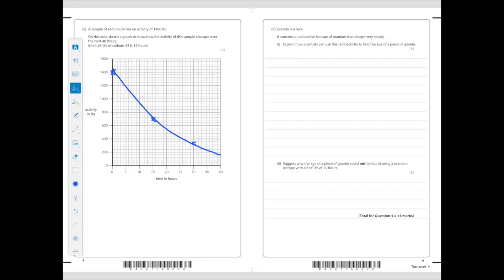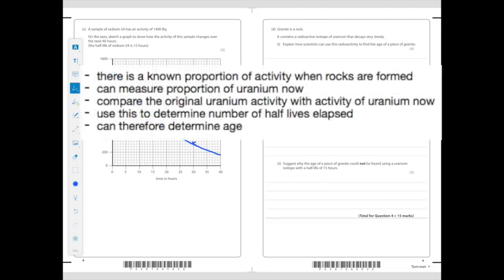It contains a radioactive isotope of uranium that decays very slowly. Explain how scientists can use this radioactivity to find the age of a piece of granite. So first of all, make a note that there is a known proportion of activity when the rocks are formed.